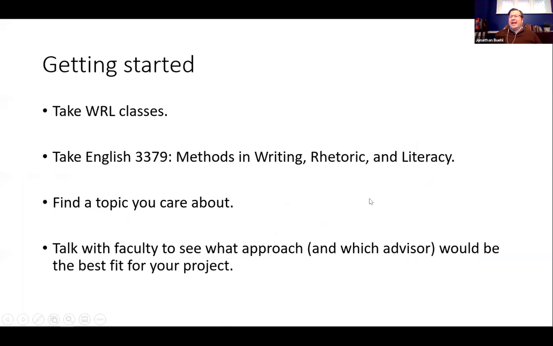So finally, ways to get started. First, take some WRL classes. Talk to your advisor about what classes might be useful, whether they're some of our writing classes like business and professional writing, or some of the introductions to the field like the Arts of Persuasion course. Or, this next bullet point, take English 3379, Methods in Writing, Rhetoric, and Literacy, because you'll get a broad overview of the three fields, much deeper than we did today in my very rough review of that Venn diagram.